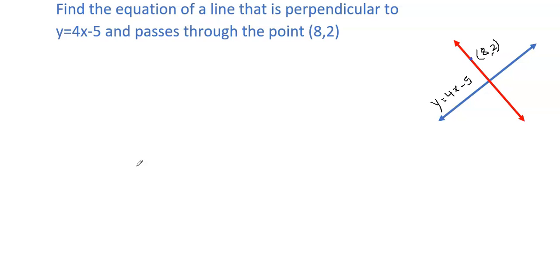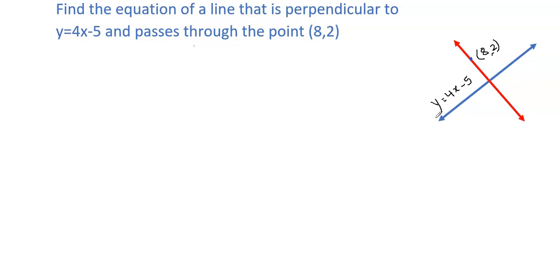Hi, in this video we'll learn how to find the equation of a line that is perpendicular to a given line and passes through the given point. Now my question is, find the equation of a line that is perpendicular to y equals 4x minus 5 and passes through the point (8, 2).